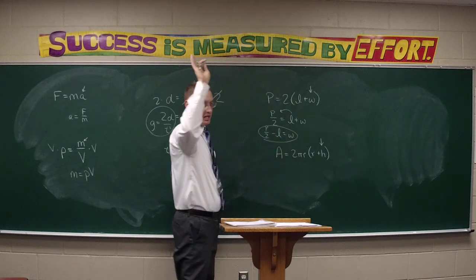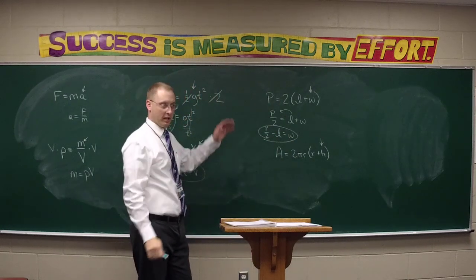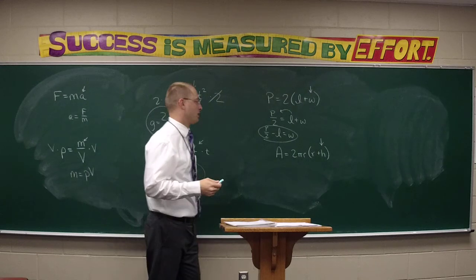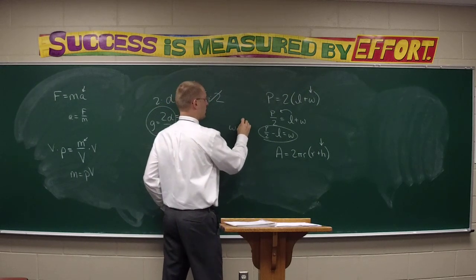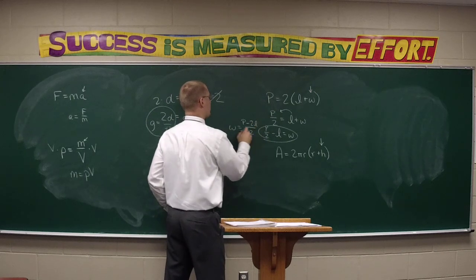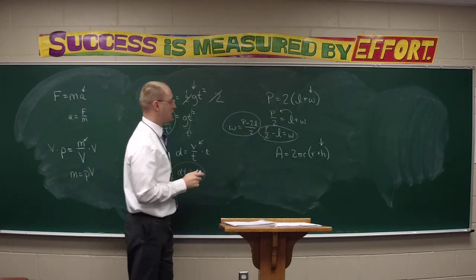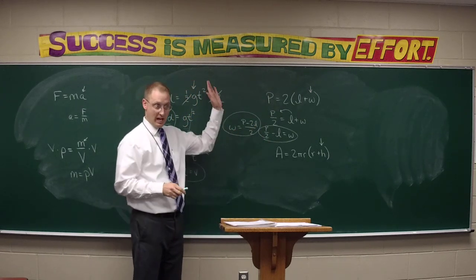Good. How many got that answer, did it that way? Anyone do it another way? Did you distribute? What was your answer? W equals P minus 2L over 2. And that answer would also be correct had you distributed. The 2 would have gotten this answer.